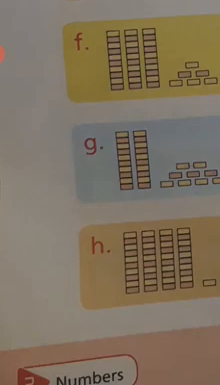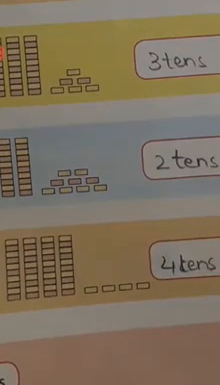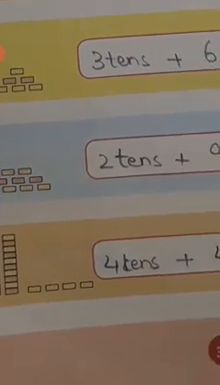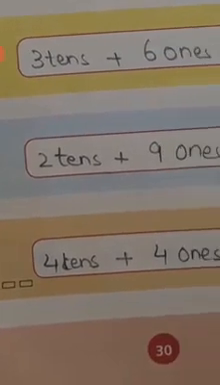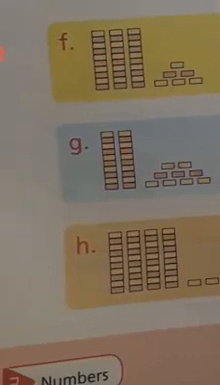Okay, how many tens are there? 1, 2, 3, 4. There are 4 tens. So, write 4 tens, T-E-N-S. Then, how many ones are there? 1, 2, 3, 4. 4 ones, O-N-E-S.